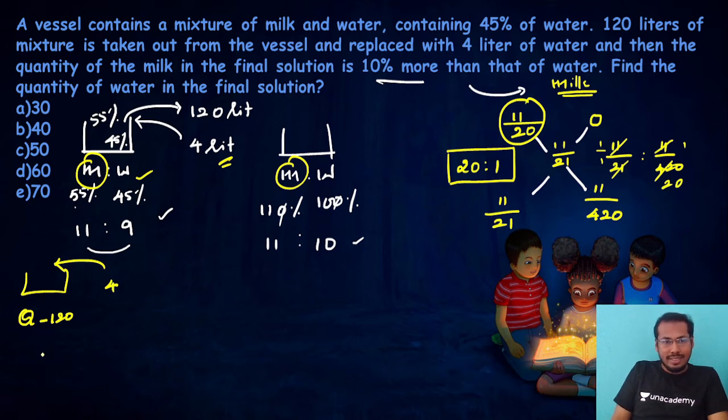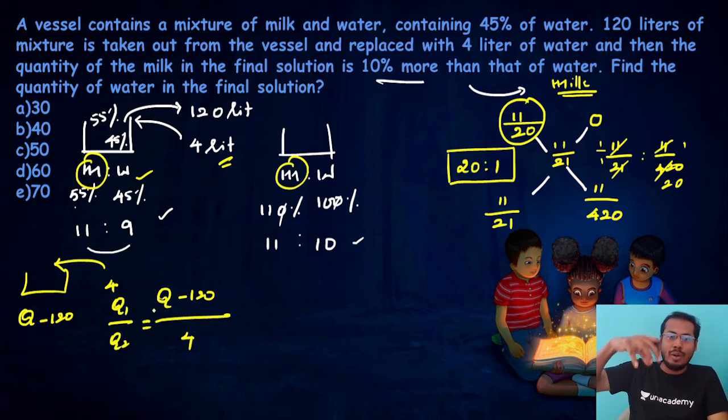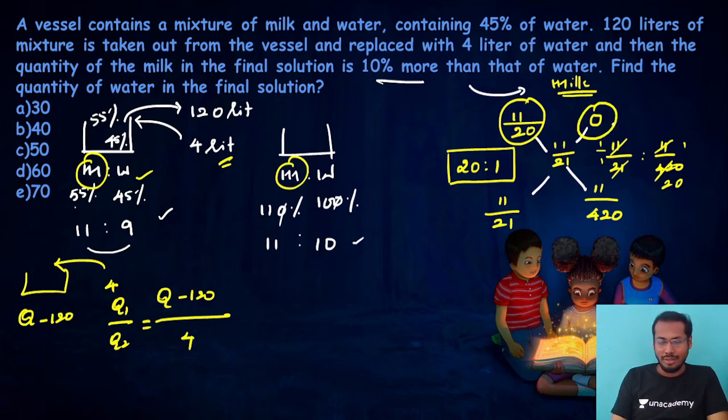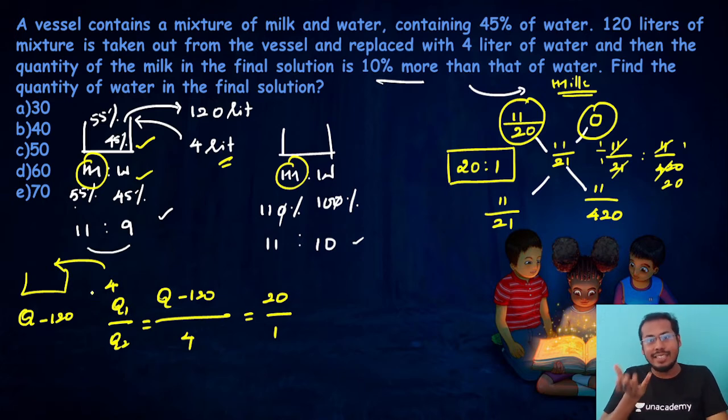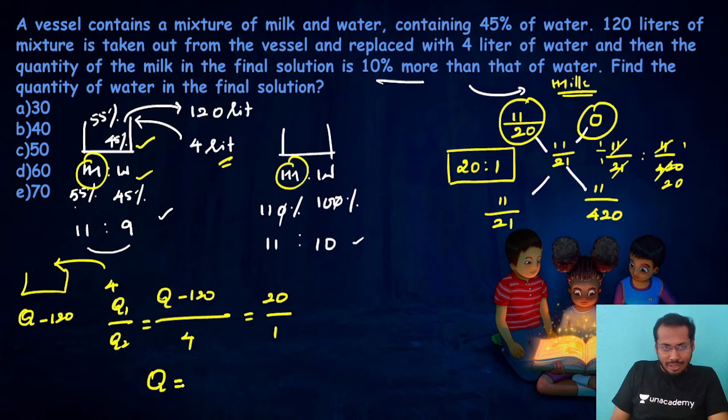So Q1 is Q minus 120, divided by Q2, which is 4. So Q1 divided by Q2, right? This is the formula. Q1 is what remains after I take 120 liters out from the vessel, and Q2 is the 4 liters I'm going to include. Now, the ratio is 20 by 1. If you solve this, you will get the initial quantity. How many liters are there in the initial vessel? Solve and tell me the initial value of Q.